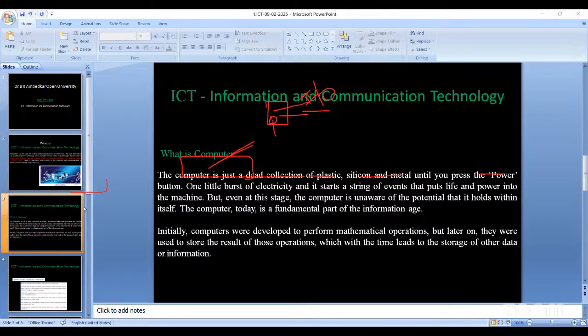Some of these input output devices are plastic components, some are silicon components, some are metal components. So this is a collection of plastic, silicon, and metal components. Dead collection means there is no communication between these components until you press the power button. I hope it is clear to everyone.